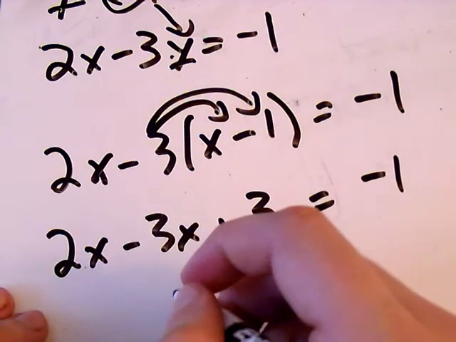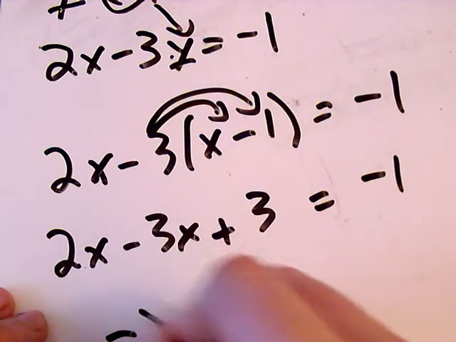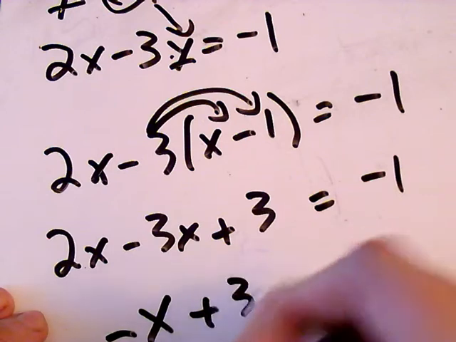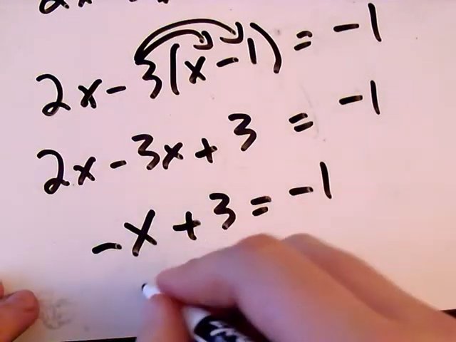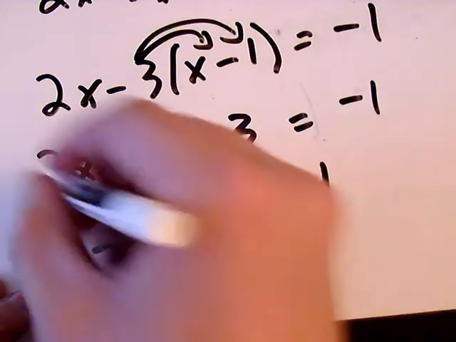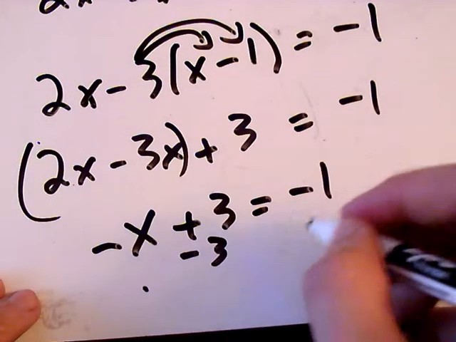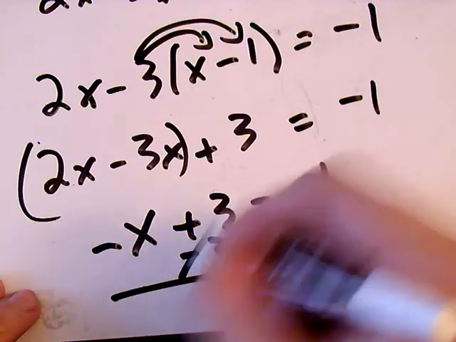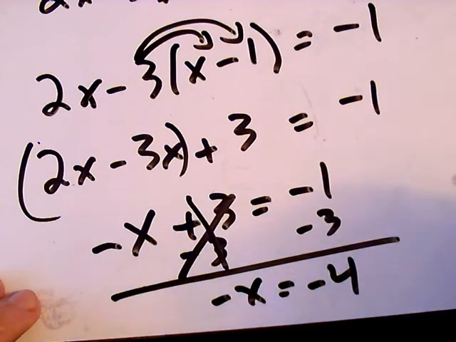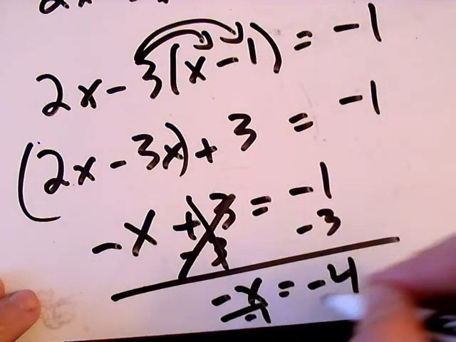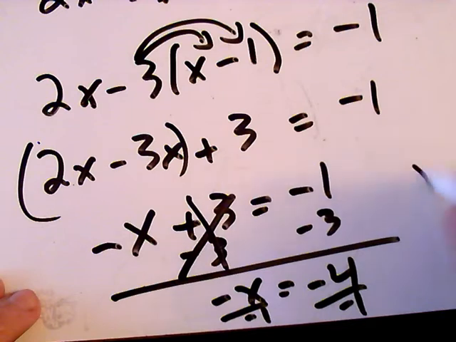I take negative 2 minus 3 off and get negative x. I keep that plus 3 equals minus negative 1. I subtract both sides by 3. This gets canceled out. I'm left with negative x equals negative 4. But remember, we still have that negative, so I have to divide both sides by negative 1, and x simply equals 4.